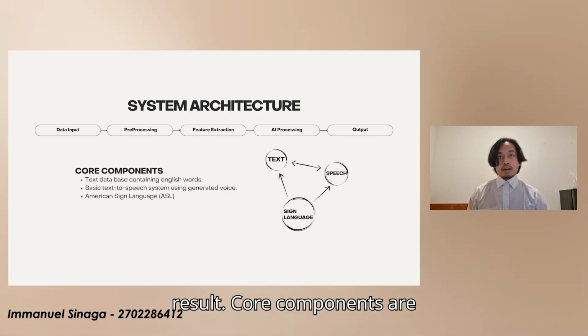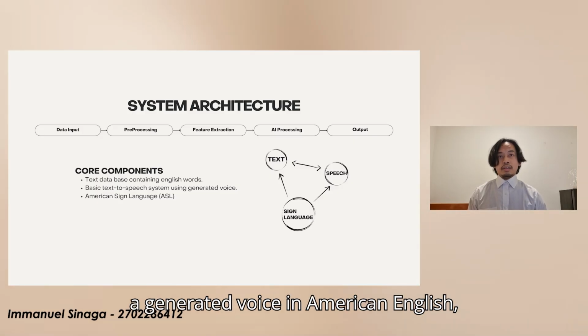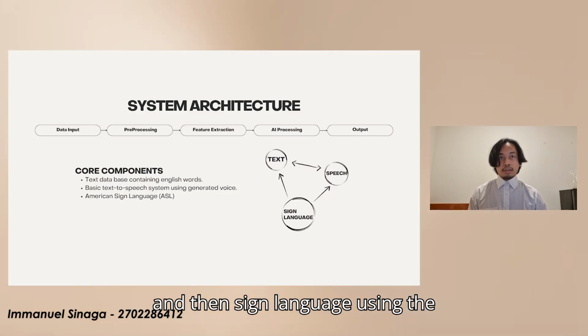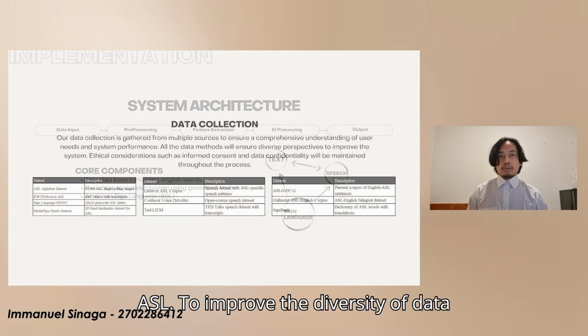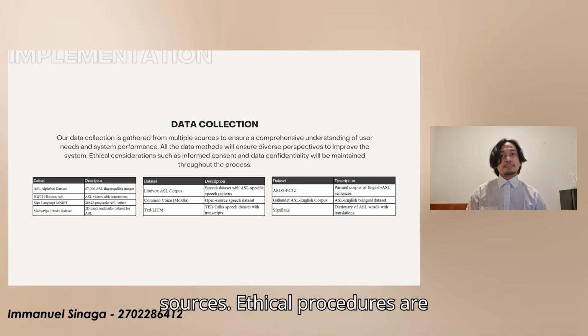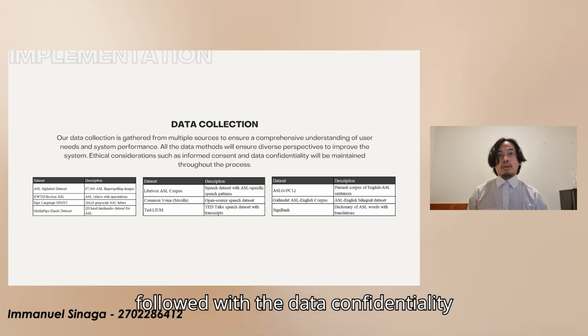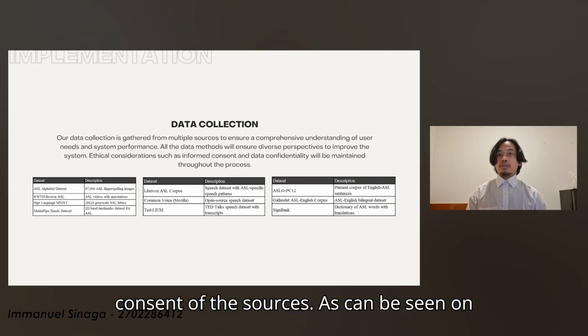Core components are text in English, speech synthesis using a generated voice in American English, and then sign language using the standardized American Sign Language or ASL. To improve the diversity of data collection, we include data from multiple sources. Ethical procedures are followed with the data confidentiality being maintained and of course the consent of the sources.